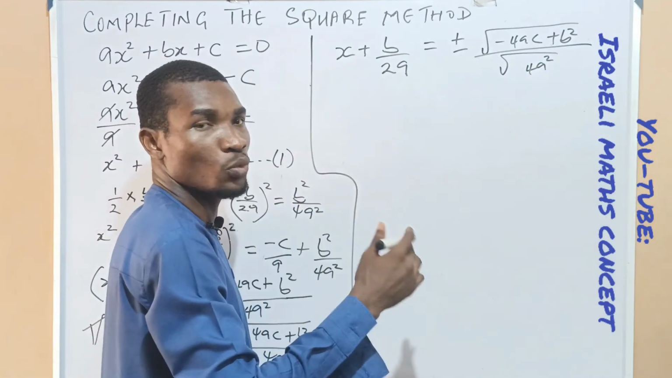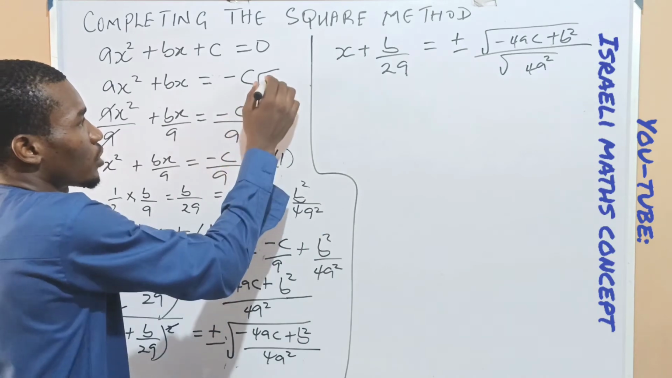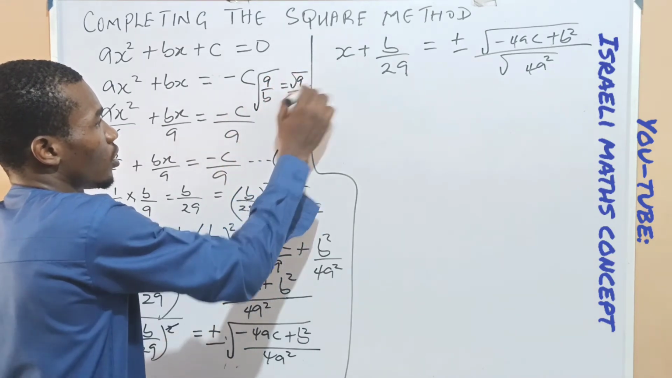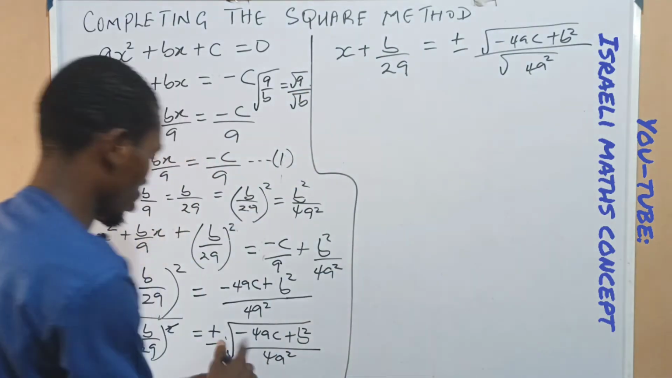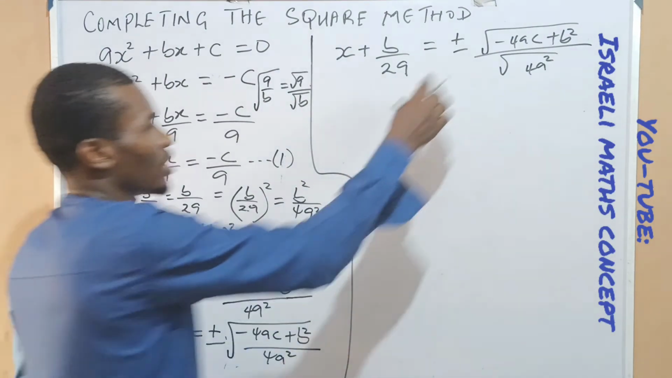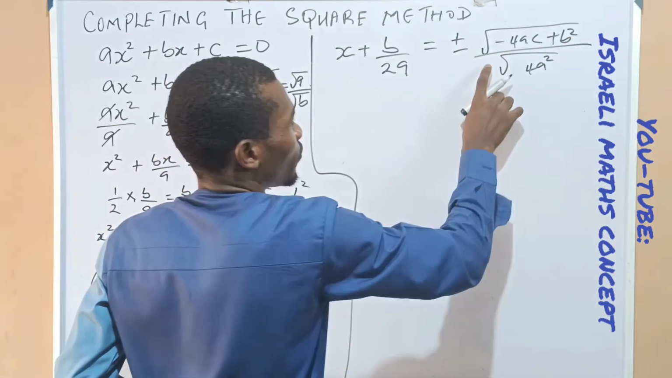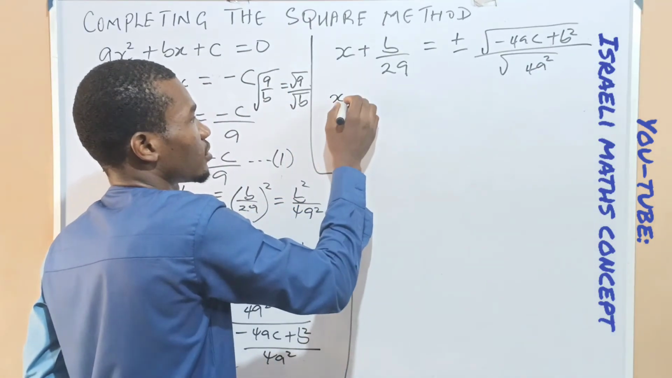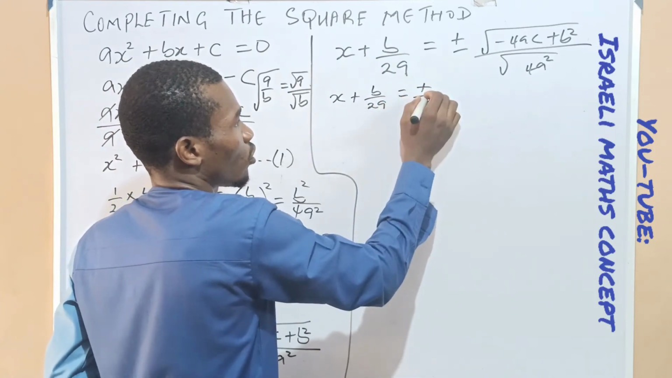The reason is because one of the rules of surds states that whenever you have the square root of a over b, it is the same as saying square root of a all over square root of b. The same thing is applicable here. The square root of negative 4ac plus b squared all over 4a squared is the same as saying the separate square root of negative 4ac plus b squared all over the separate square root of 4a squared. Such that we have that x plus b all over 2a is equal to plus or minus.